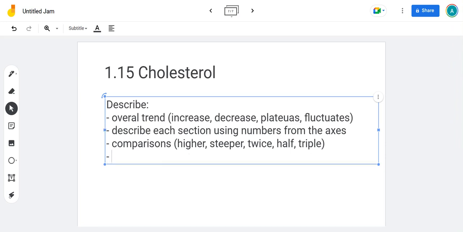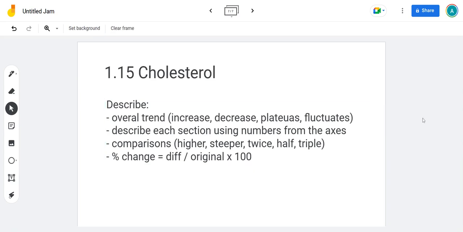And the final thing that we always do in a describe question is we need to do a calculation. I suggest that you always just do a percentage change, and hopefully that will get you that mark. All right, so percentage change is the difference divided by the original times by 100.